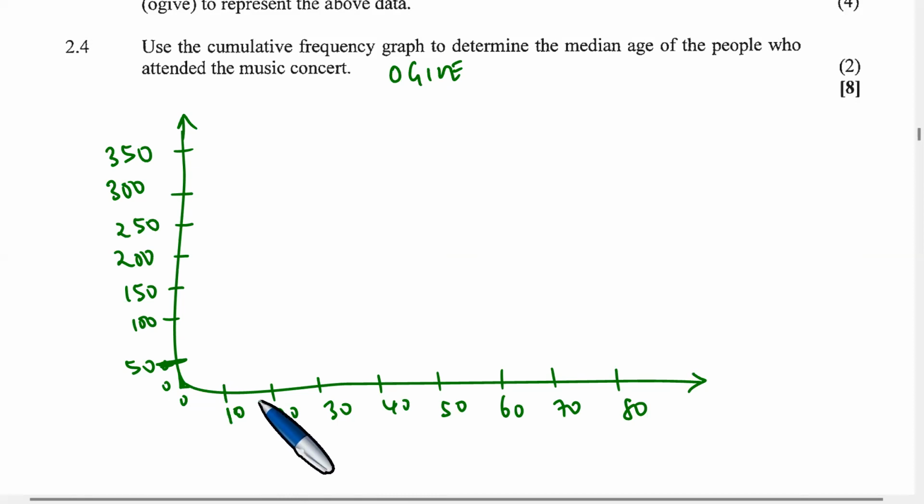Okay, what do we have in the horizontal? We have the age of people. And here you have the cumulative frequency.